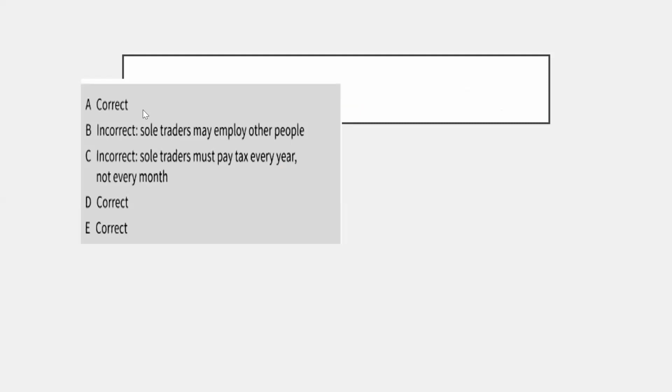Yes, so these are the answers. Thank you, Zainab. These are the answers. A is correct. B is incorrect. Sole traders may employ other people. And C is incorrect.